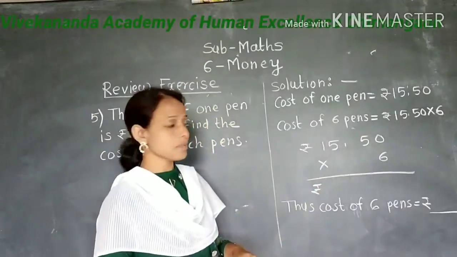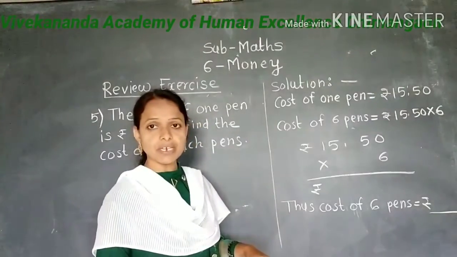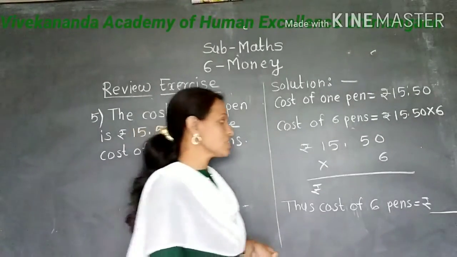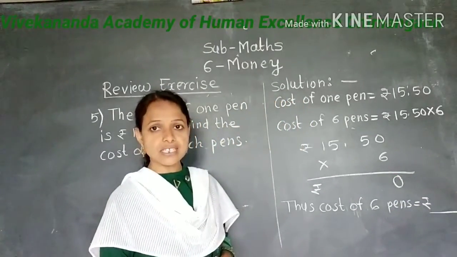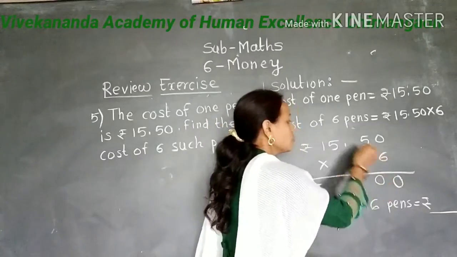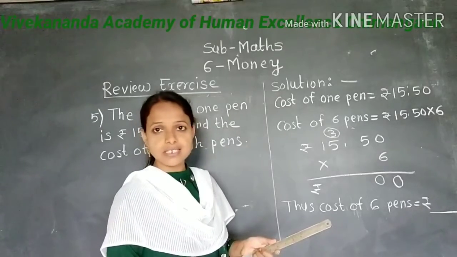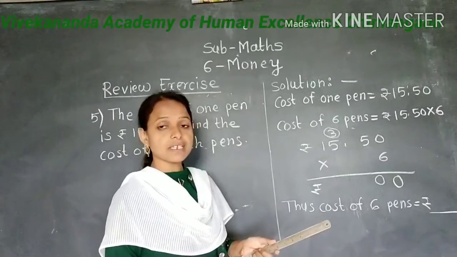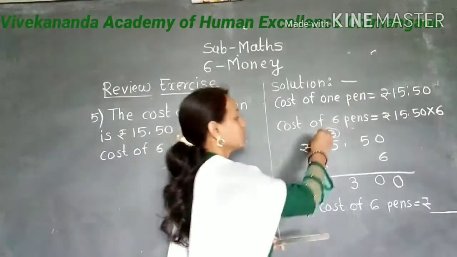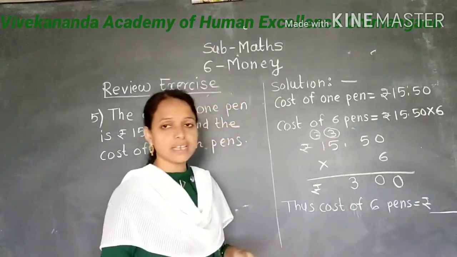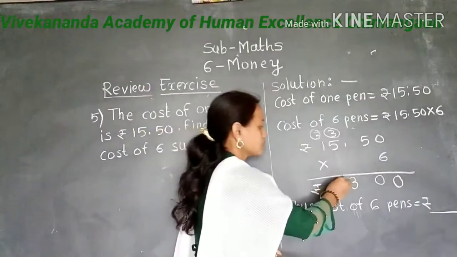Let's see the multiplication. First we multiply 0 by 6. You learned that when you multiply 0 by any number we get the product 0. Then multiply 5 by 6. 6 fives are 30. So write here 0 and carry over 3. Now multiply 5 by 6. 6 fives are 30. 30 plus 3 carried over, 33. So write here 3 and carry 3. Now multiply 6 by 1. 6 ones are 6, plus 3 carried over, 9.